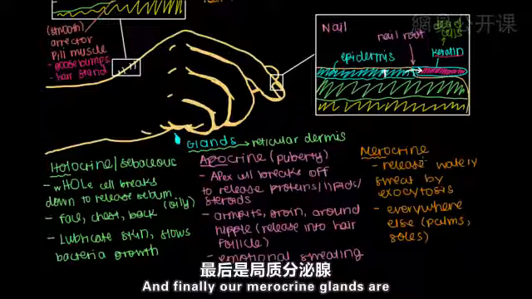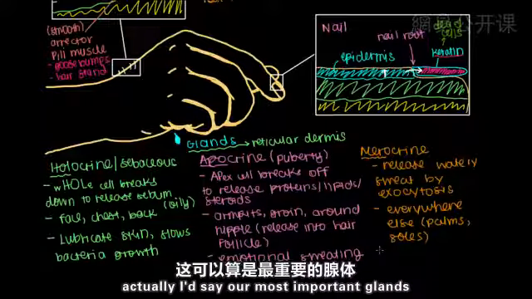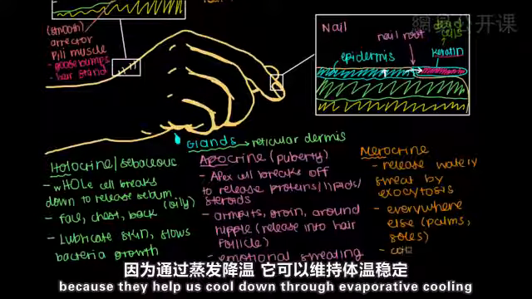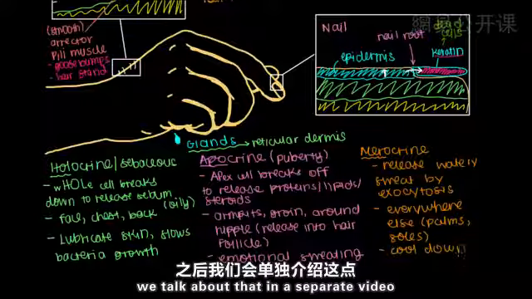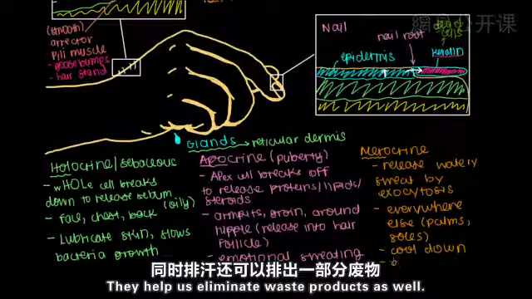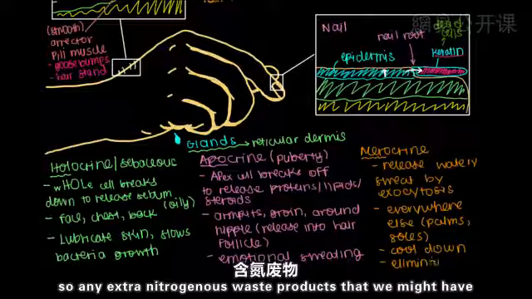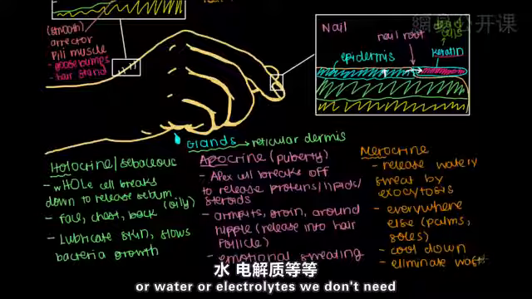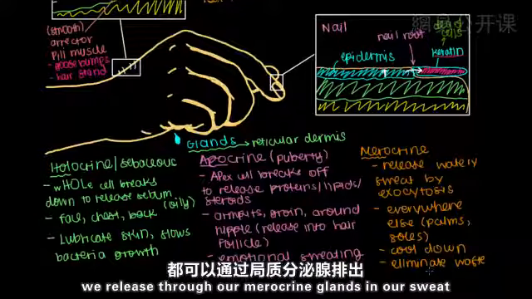And finally, our merocrine glands are actually, I'd say, our most important glands because they help us cool down through evaporative cooling. We talk about that in a separate video. So they help us cool down with our sweat. They help us eliminate waste products as well. So any extra nitrogenous waste products that we might have, or water or electrolytes we don't need, we release through our merocrine glands in our sweat.